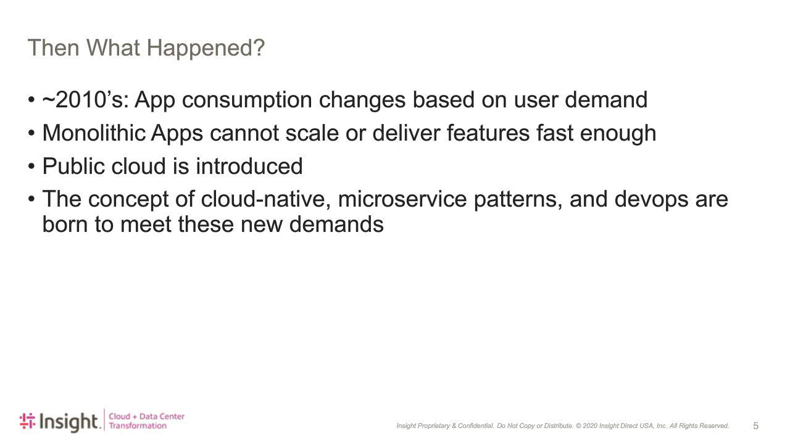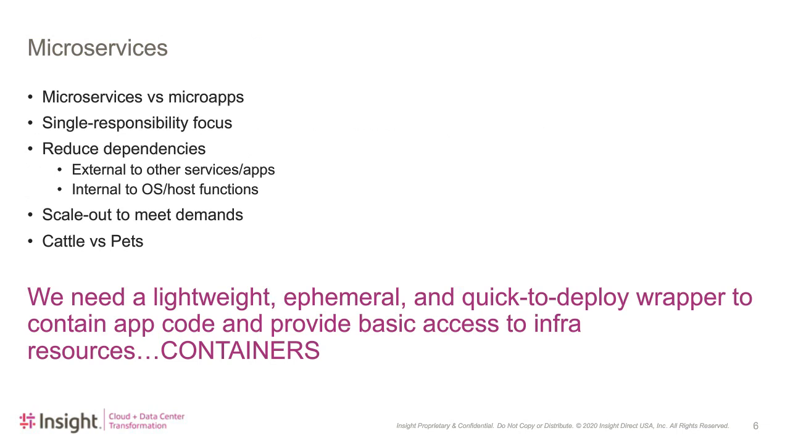So that brought about the birth of microservices. Microservices versus micro apps are what you'll hear in the marketplace a lot, and really the difference between the two is just the size and scale. We adopted a single responsibility focus in our application development. So one service or one class or one library really should hyper-focus on one single functionality. We helped reduce dependencies, or we needed to reduce dependencies as we started to rev these applications faster. Scale out became very, very necessary to meet user demands.